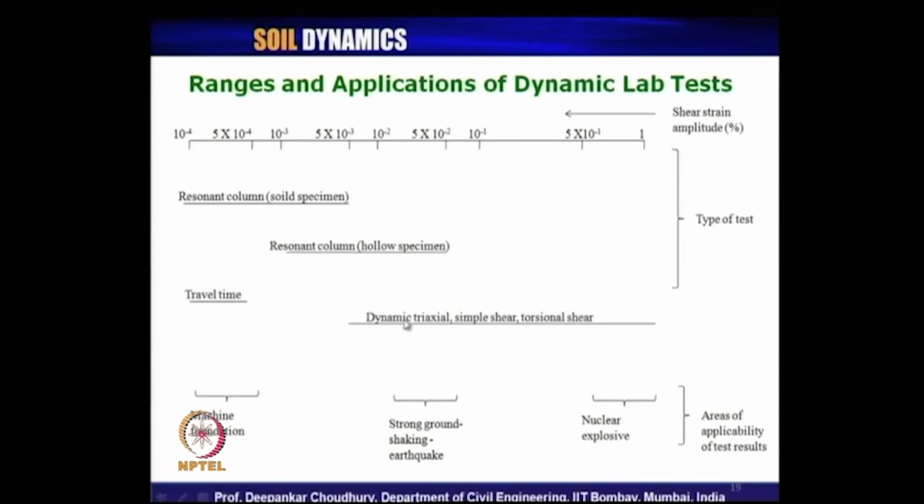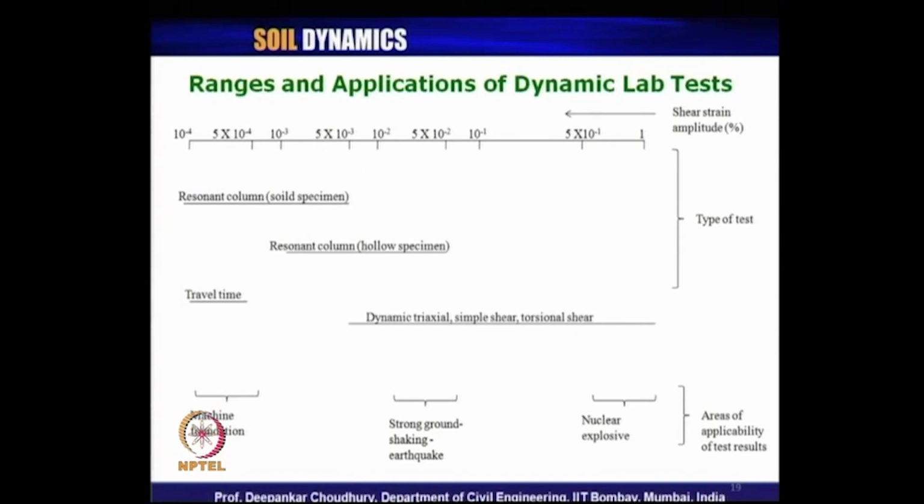Whereas, the dynamic or cyclic triaxial, cyclic simple shear, and cyclic torsional shear tests are good in the range of about 1% of shear strain to about 5 into 10 to the power minus 3% of shear strain amplitude. So, the application of the cyclic triaxial, cyclic simple shear and cyclic torsional shear is pretty wide. They cover high strain levels as well as moderately low strain levels also.